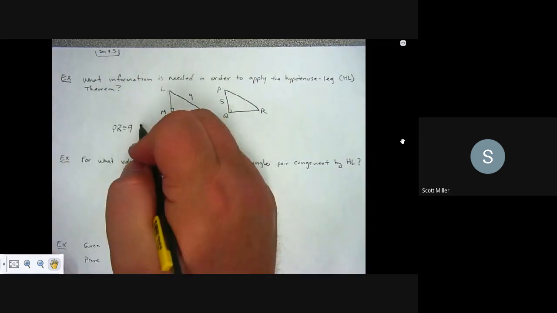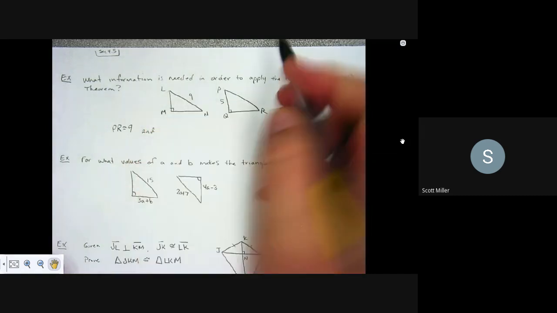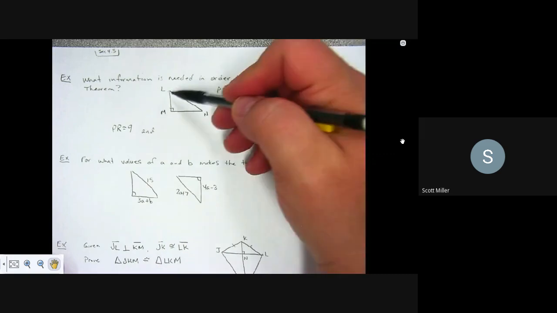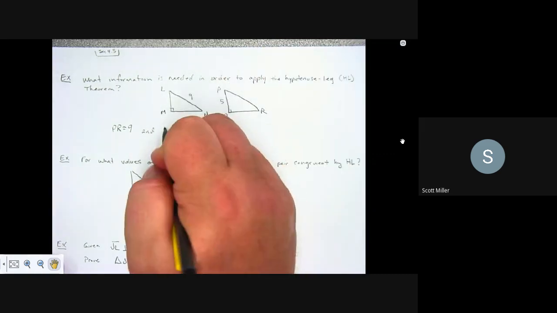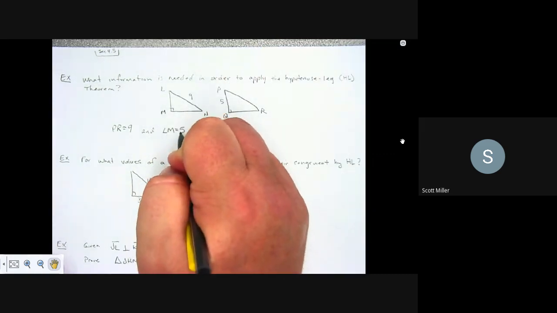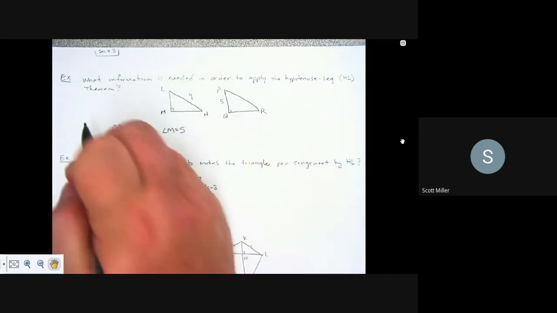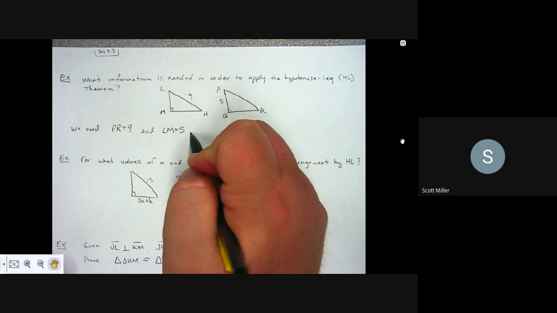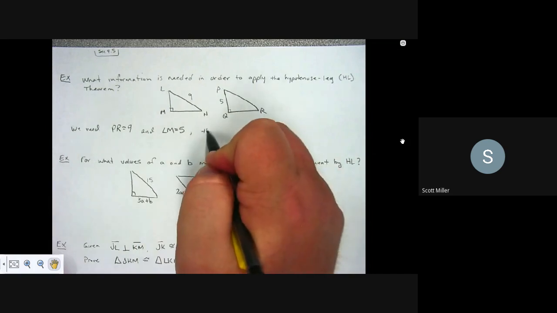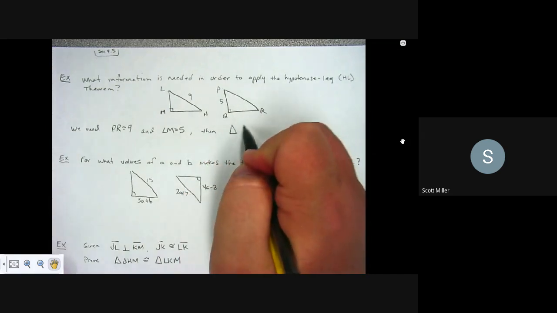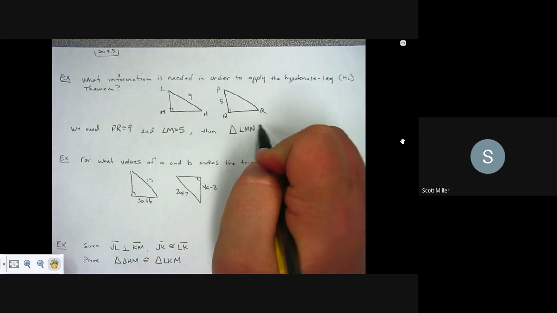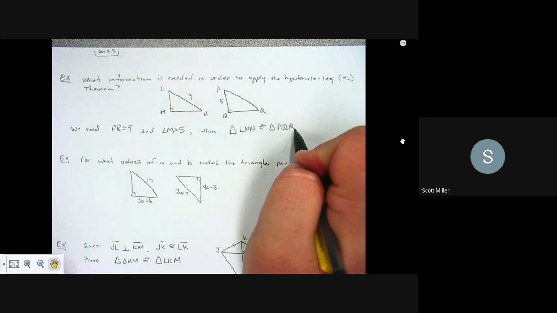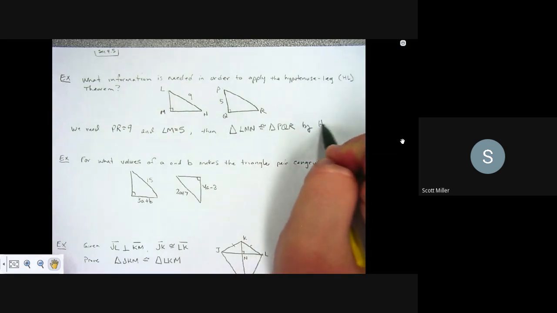Okay, and this leg is PQ. The corresponding piece over here is LM. So then LM must be equal to 5. So this is what we need. So we need that. When I have that, then I can say that triangle LMN will be congruent to triangle PQR by the hypotenuse leg.